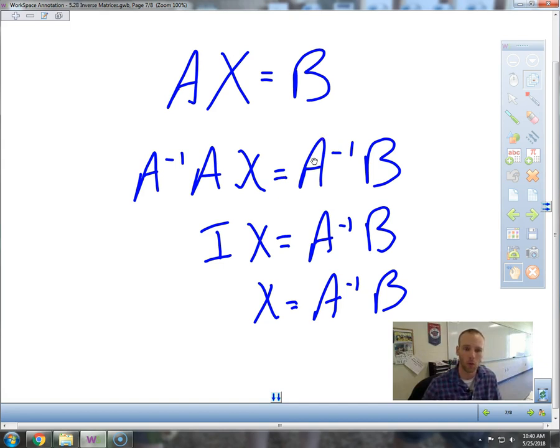Now, remember that the order that we multiply matrices is important. I put A inverse to the left, so this has to be on the left of B. A inverse times A, they cancel each other out, leaving us the identity. So we have the identity times X, and if I take any matrix and multiply by the identity, I get that same matrix. So you end up with X equals A inverse times B.